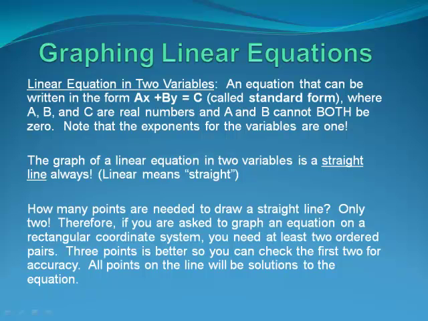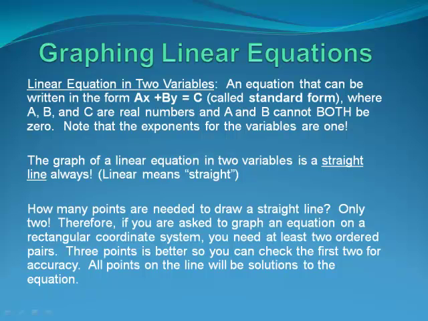A linear equation in two variables is defined as an equation that can be written in the form ax plus by equals c. This is also called standard form, where a, b, and c are real numbers, and a and b cannot both be 0. Note that the exponents for the variables are 1. The graph of a linear equation in two variables is always a straight line.